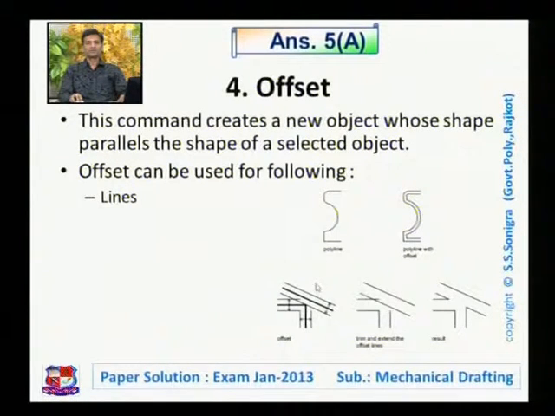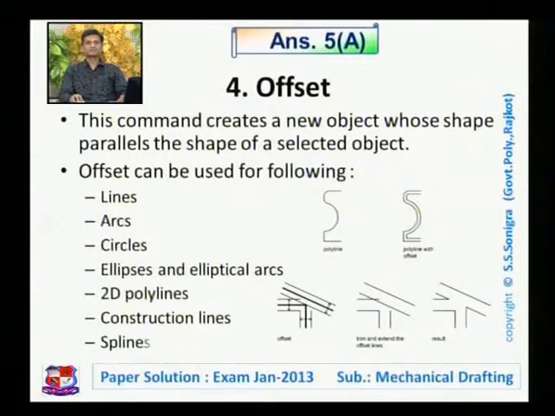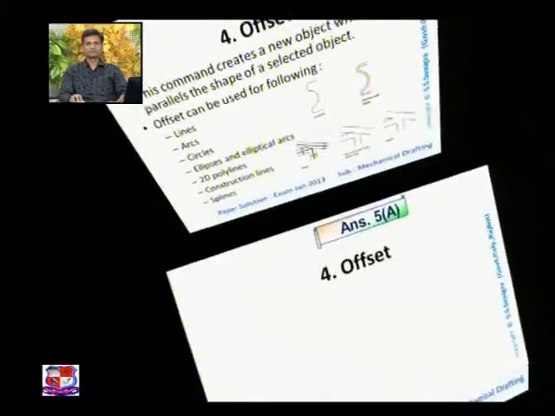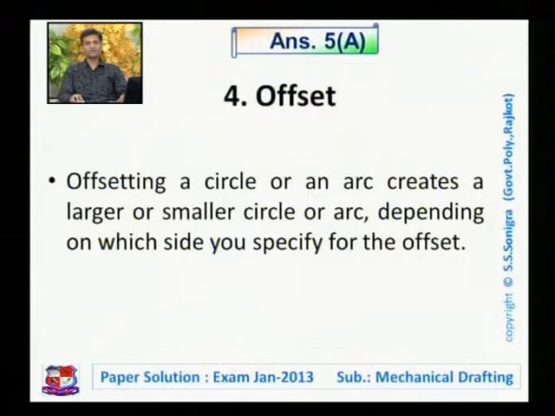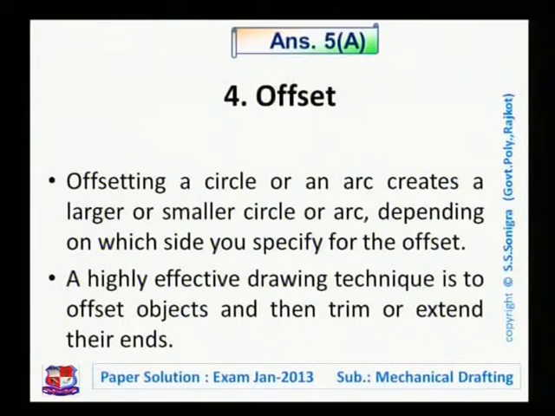Offset command can be used for lines, arcs, circles, ellipses or elliptical arcs, 2D polylines, construction lines, and splines. Offsetting a circle or an arc creates a larger or smaller circle or arc depending on which side you specify for the offset. A highly effective drawing technique is to offset objects and then trim or extend their ends, so it would increase the speed of drawing.